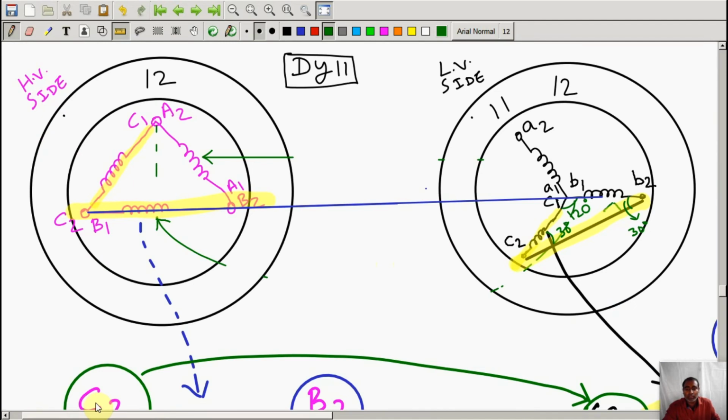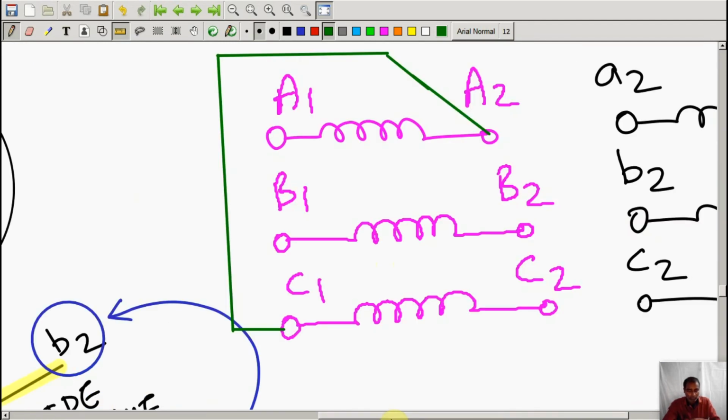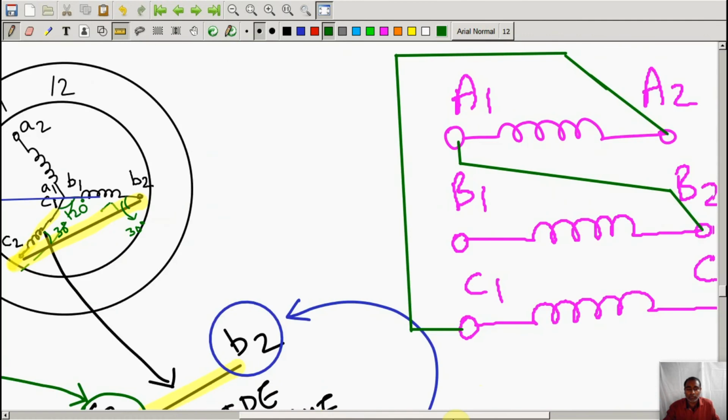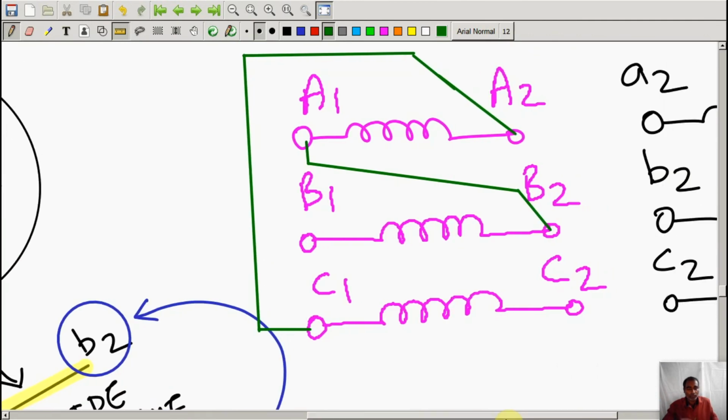What else is there? A1 and B2 are connected. So we will connect A1 and B2. What else? Let us see once again. A1 and B2, then B1 and C2. B1 and C2 are connected. You can see B1 and C2. So this is B1 and C2, like this. And what about the LV side?